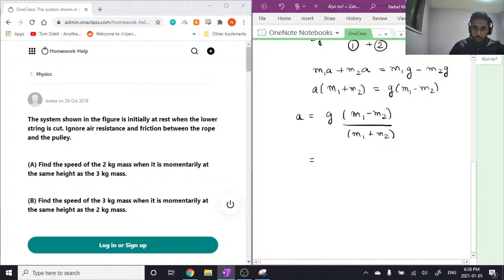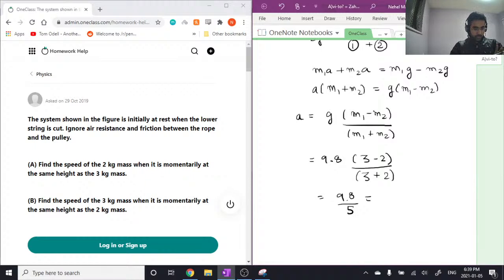Okay, we'll plug in the values. g is equal to 9.8. Mass 1 is 3 kgs. Mass 2 is 2 kgs. And again, mass 1 is 3 kgs, mass 2 is 2 kgs. So we get 9.8 divided by 5, which is equal to, let's solve that. 9.8 divided by 5 is 1.96. So that's the value for acceleration, meters per second square.